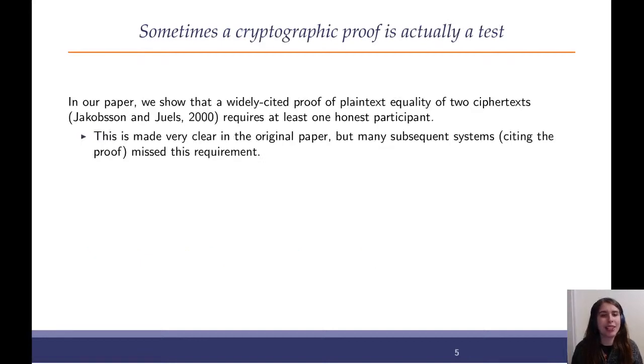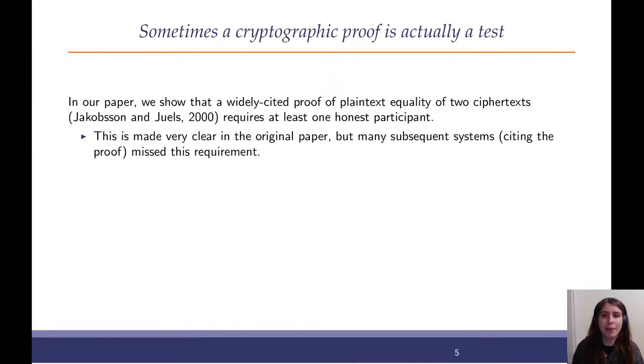This can happen in cryptography too. Our paper demonstrates that a widely cited proof of plaintext equality given two ciphertexts from Jakobsson and Juels in 2000, the paper's called Mix and Match. This proof requires at least one honest participant.